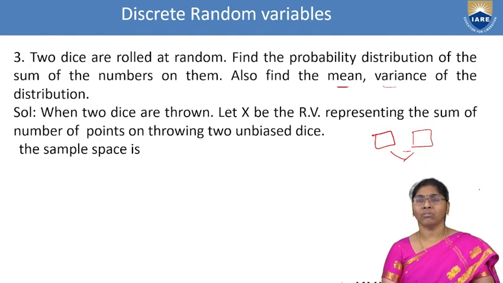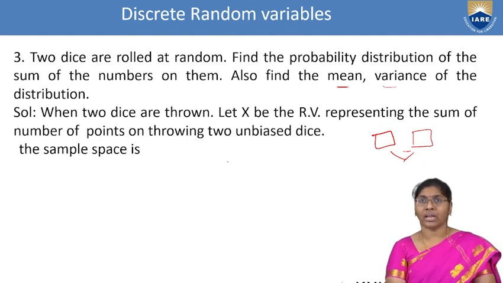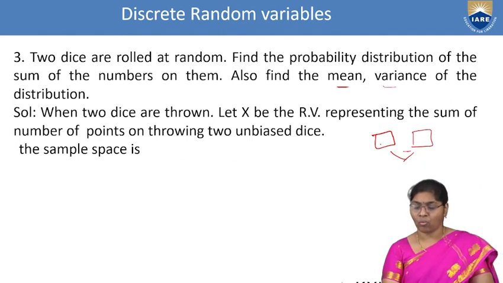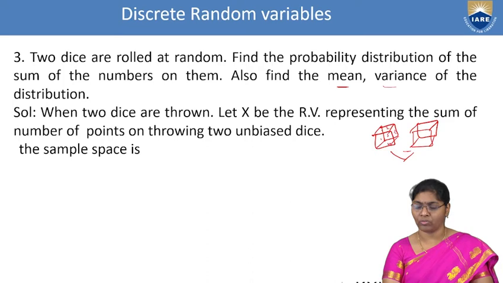Two dice are thrown, so here n of S equals 36. How many faces are there on a die? It is a cube, so totally 6 faces are there, that means 1, 2, 3, 4, 5, 6. All 6 faces are there. Similarly for the other die. Then n of S equals 36.